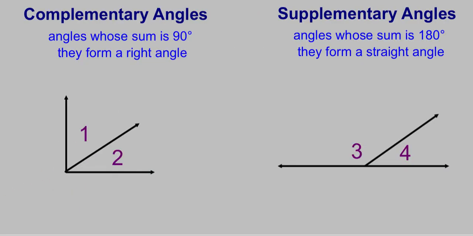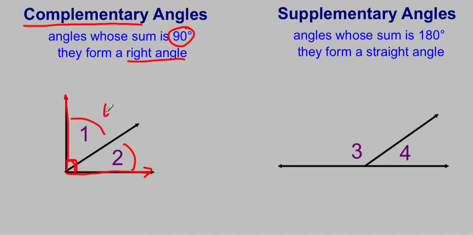And then we have 2 last pieces of vocabulary for us. These are probably going to be new for you. Complementary angles. These are angles whose sum is 90 degrees. They form a right angle. So angle 1 and angle 2 together form a right angle. If you think of their outside edges, they go together and form a right angle. Meaning they have to add up to be 90 degrees.